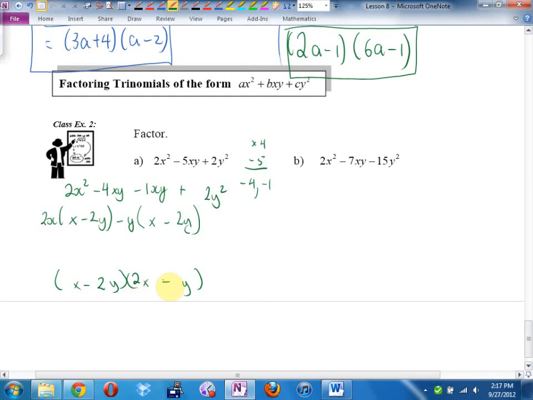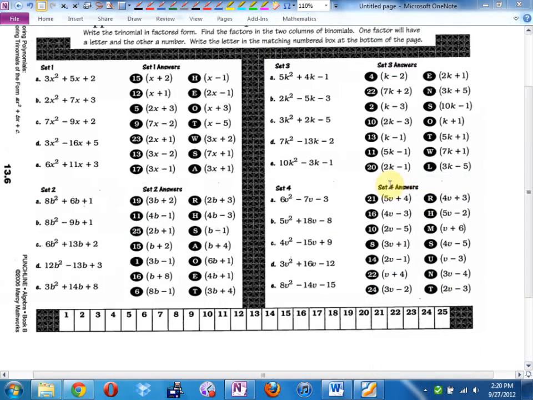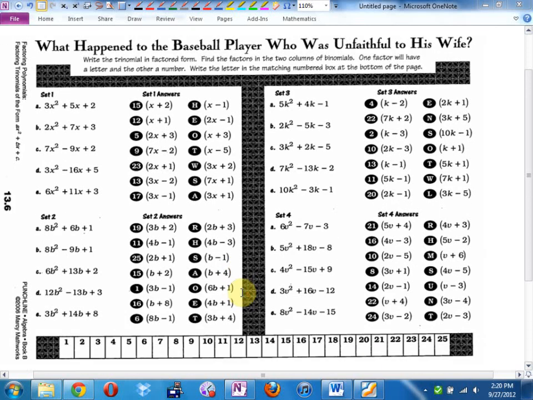It's about as tough as we can throw at you. What's your homework? Sorry? I'm not sure, actually. Okay. First sheet, what happened to the baseball player who was unfaithful to his wife? Ooh, an adult risque question.